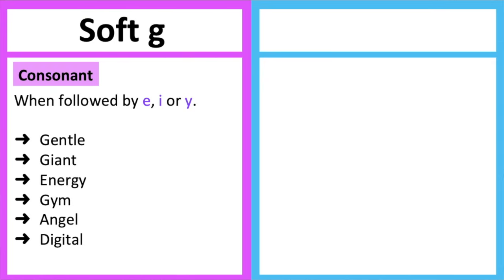It's important to remember that there are always exceptions. For example, girl, get, give. These are followed by the letters I and E, however, they make the hard G sound.